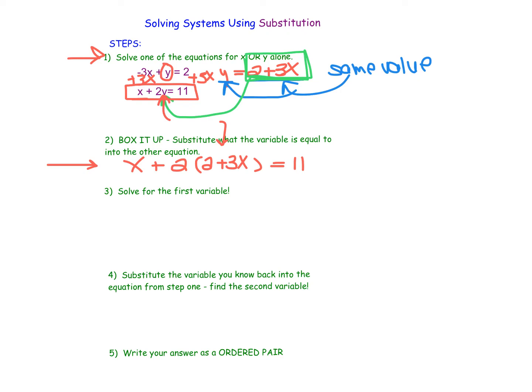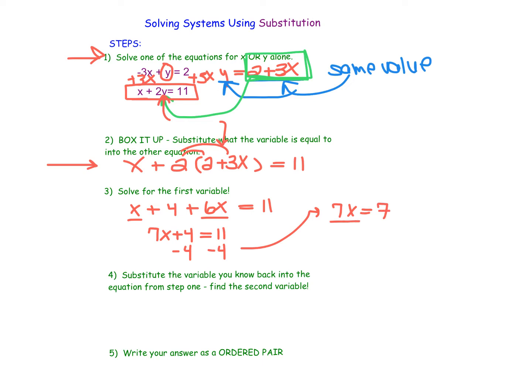So what we now need to do is solve this equation for x. And the first thing I notice is that it contains parentheses. So I'm going to start by distributing the 2 to the numbers inside. So I have x plus 4 plus 6x is equal to 11. I then notice that I have like terms on the same side of the equation. So I have 7x plus 4 is equal to 11. I then want to get the x alone, so I subtract 4 from each side, and I end up with 7x is equal to 7. Divide both sides by 7, and I find that x is equal to 1.